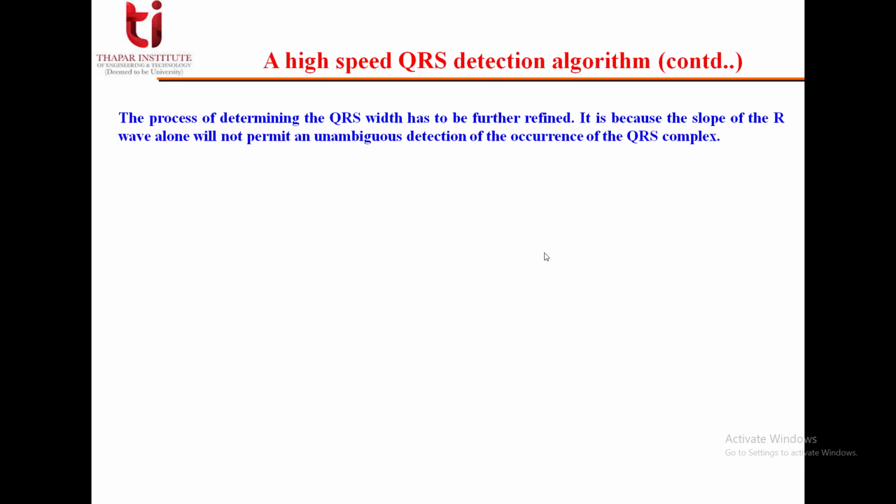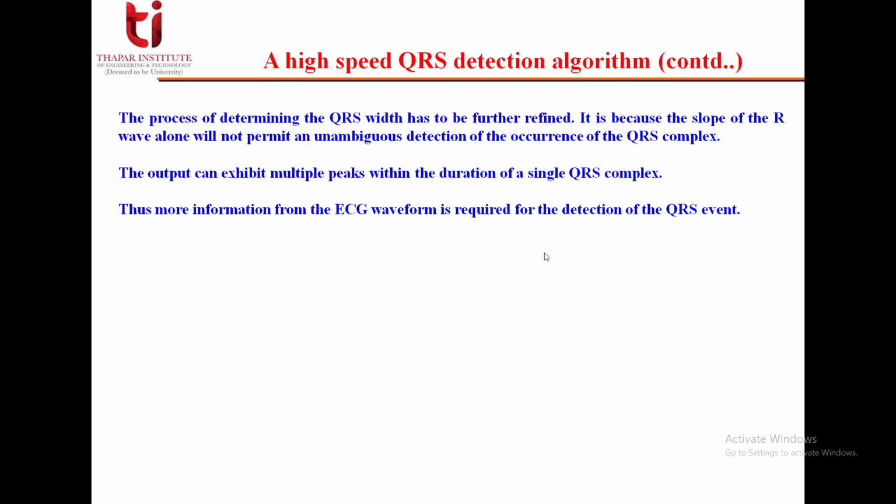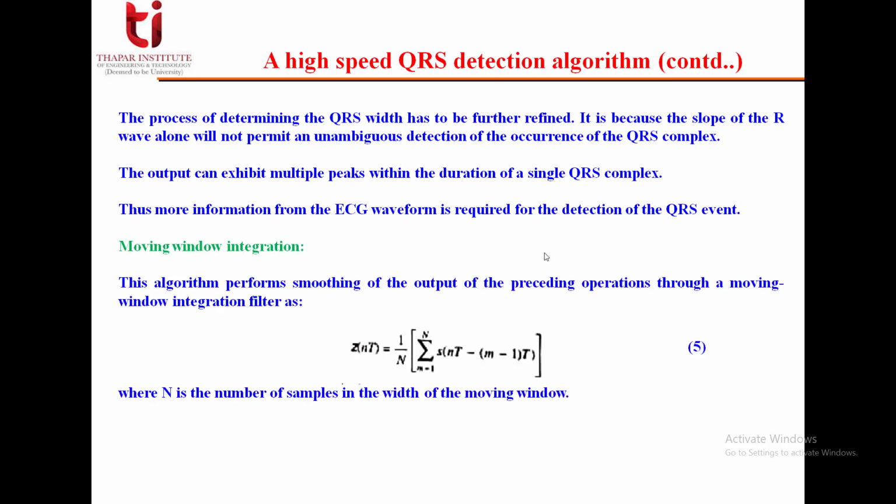And one method of doing this is using moving window integration, which is defined by equation number 5. So this algorithm performs smoothing of the output of the preceding operations through a moving window integration filter. That is Z(nT) is equal to 1 by N, whole summation, m equal to 1 to N, S, the output of the squaring operator, (nT minus (m minus 1) into capital T).